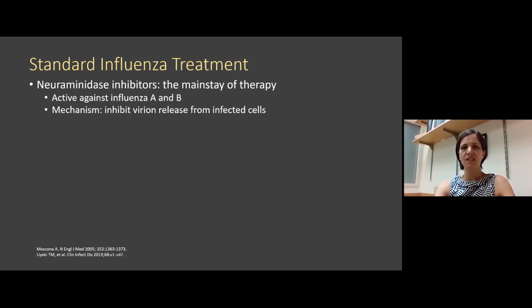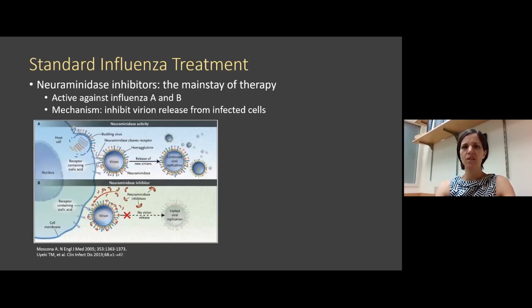They're active against influenza A and B. The mechanism is that they inhibit the virion release from infected cells, which you can see in this nice picture here. So basically, the virus buds off after it's replicated. And when it buds off from the cell, there are certain markers on the area where it's budding. And these include hemagglutinin. And the hemagglutinin, when it buds off, is bound to sialic acid on the cell surface.